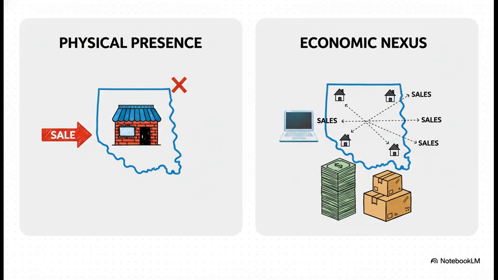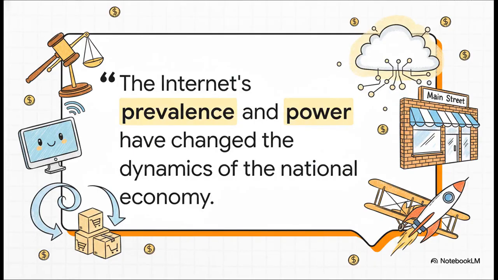A business no longer needs a physical store in your state to have to collect sales tax. Now just having a significant economic connection is enough. And that's usually defined as making over $100,000 in sales or having 200 separate transactions in a state within a year. And this quote right here, it just brilliantly illustrates the court's reasoning.